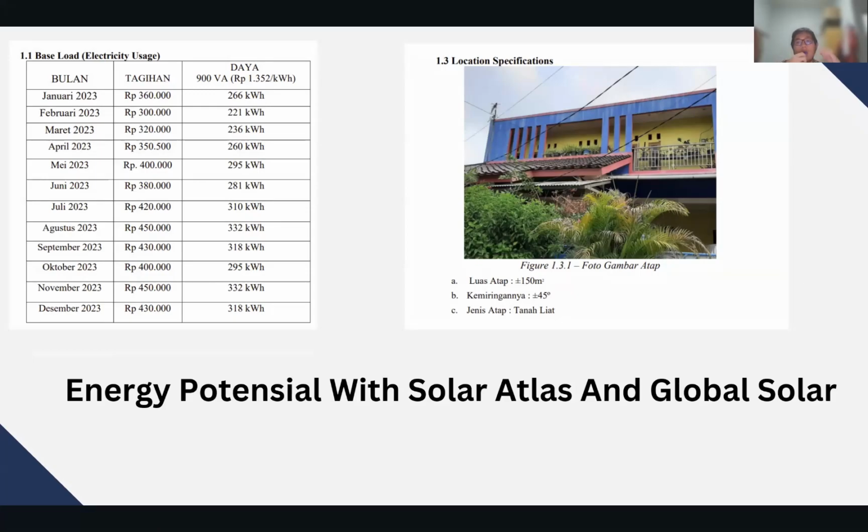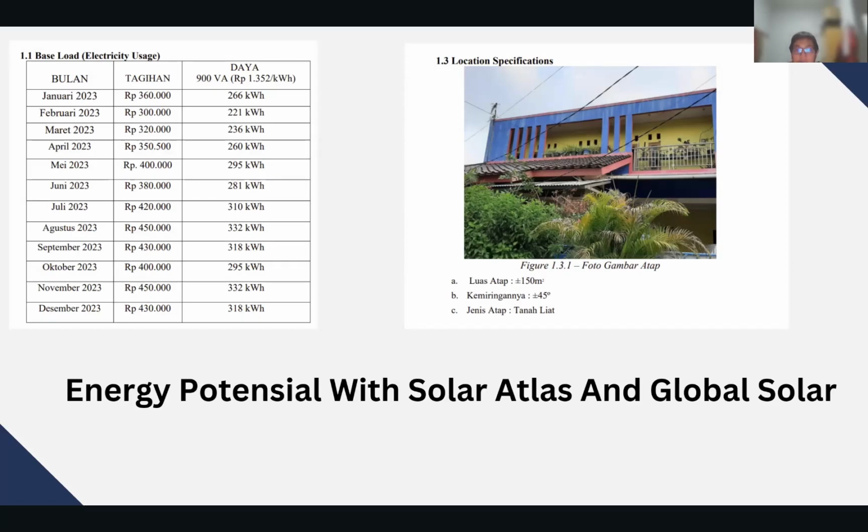And in here, you have to know a year, not a month, not 2 months, but a year. And in here, my parents have to pay the highest bill in August and November. It's around 450 with the energy used being 332 kilowatt hour.